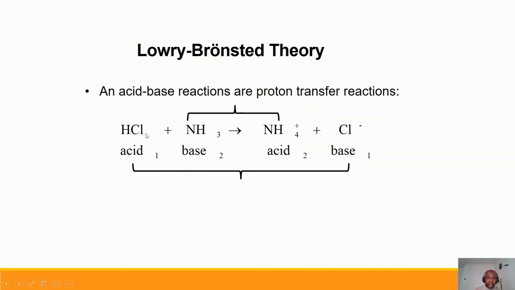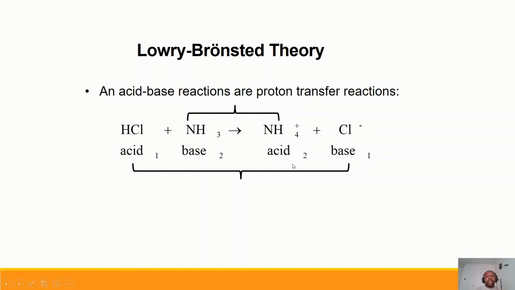And then from this reaction, we can identify which of them is an acid and which of them is a base. For example, HCl is reacting with ammonia. So HCl is giving out hydrogen to ammonia to form ammonium ion. So we now have 4 hydrogens here. So that means HCl is a proton donor, and a proton donor, according to Lowry-Bronsted, is an acid. Then the proton acceptor, ammonia, is a base because according to Lowry-Bronsted theory, any substance that accepts the proton is a base.